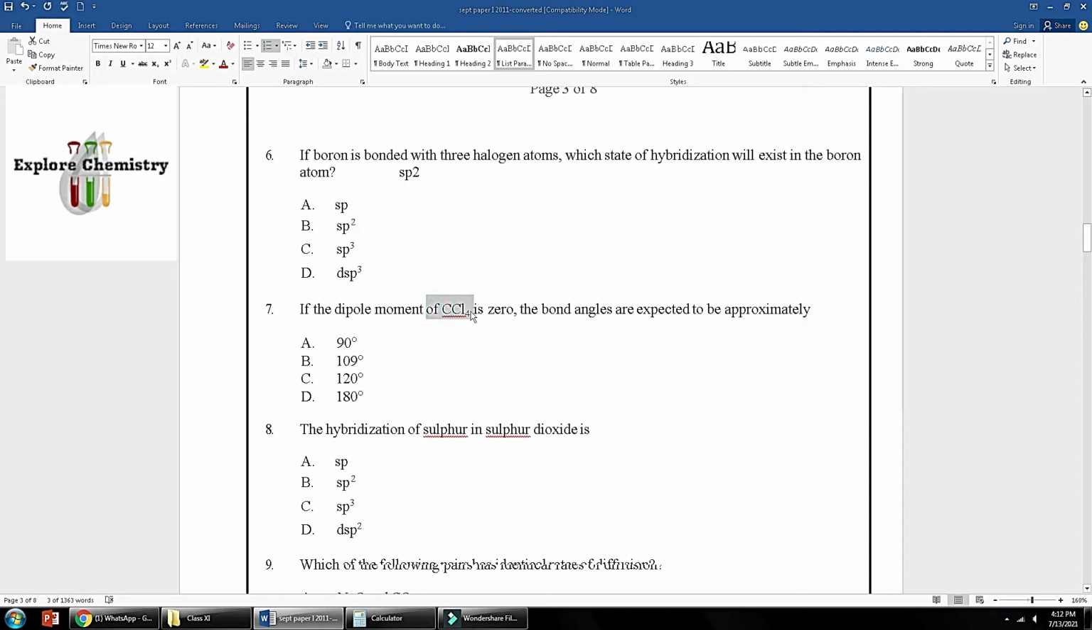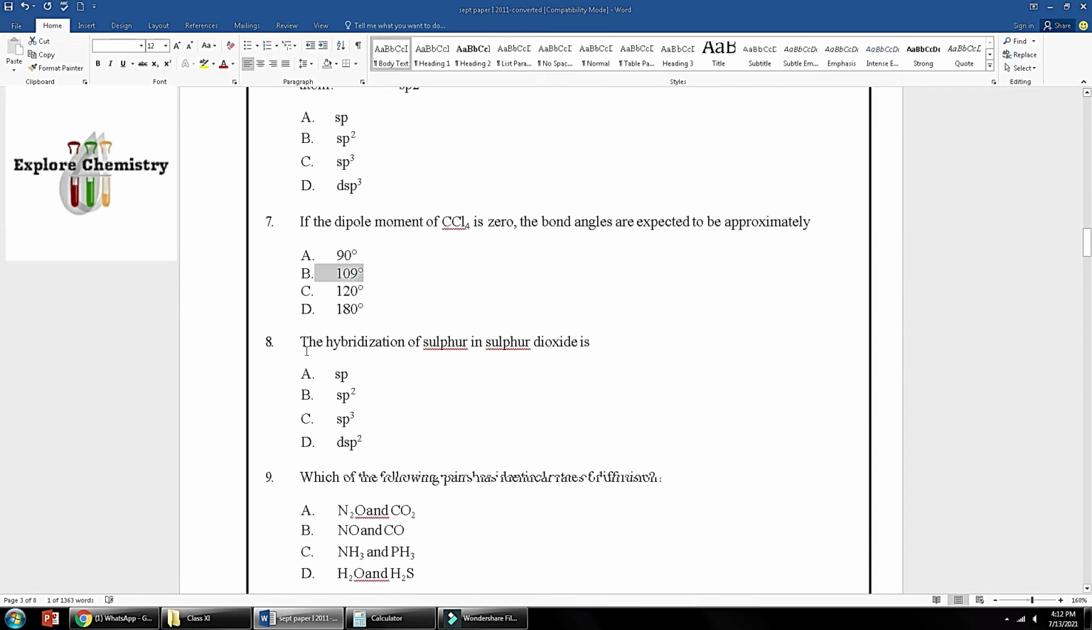In the case of CCl4, there are 4 bond pairs and 0 lone pairs, therefore the dipole moment is 0, there is no lone pair present here. For 4 bond pairs, the molecular geometry is tetrahedral, where the angle is 109.5. So this is the correct answer, because in the question it is written approximately. So approximately it is 109. Next is the hybridization of sulfur in sulfur dioxide.